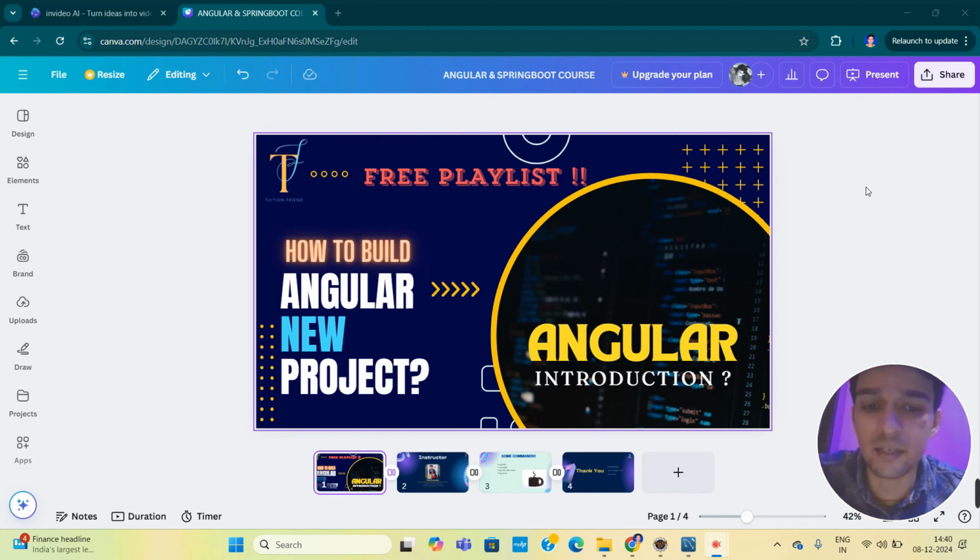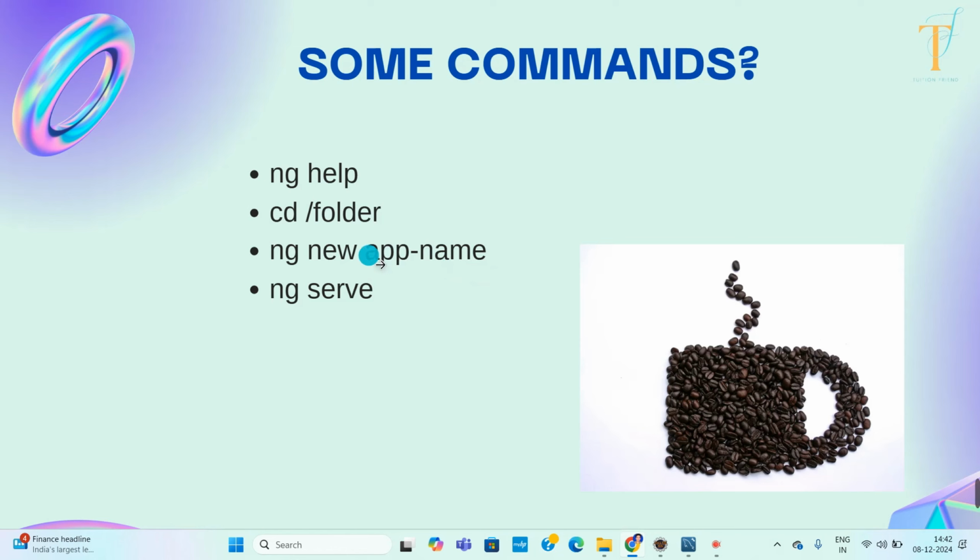cd slash folder is nothing but the directory path where you want to put your project, right? Now, ng new app name: app name is the name of your application, and ng new is installing your new application. ng, which we have installed, is your Angular application, and ng new app name means you are putting a new application in a particular folder. That's why I put cd slash folder. Then ng serve will start your server, or you can say it will start your Angular application, right?